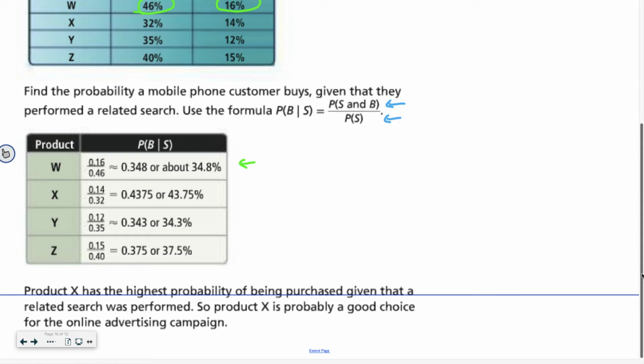Okay, so this is legitimately what is done in the real world. This is an actual thing. You guys frequently ask me, how am I going to use this in real life? This gets used all the time with marketing. The stuff you search gets used by people in marketing to figure out how to better sell their products. So if we look at these numbers, you can see X has the highest percentage. It's 43.75. The rest of them are in the 30%. So product X is probably a good choice for the online advertising campaign.